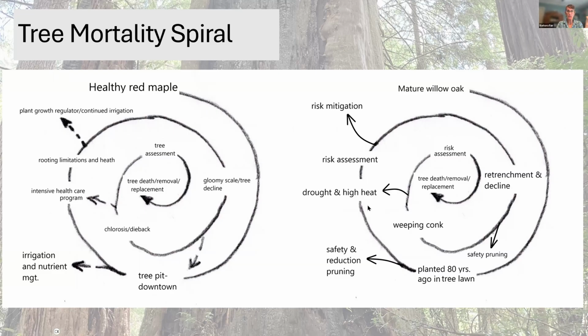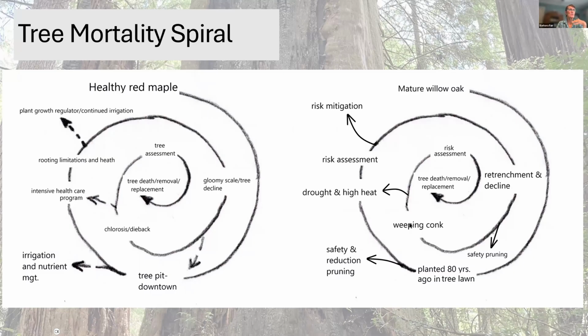So then we have drought, we have high heat. All of those things, we do a risk assessment and it says, are we going to mitigate that risk, which means do we need to do more pruning? What happens with trees is they do what we call retrenchment, and I'll talk about that in just one second. And they continue to decline. Can you do safety pruning to take the dead out? Absolutely. Do many communities have the money to do that? Absolutely not. So then that plant develops weeping conk.